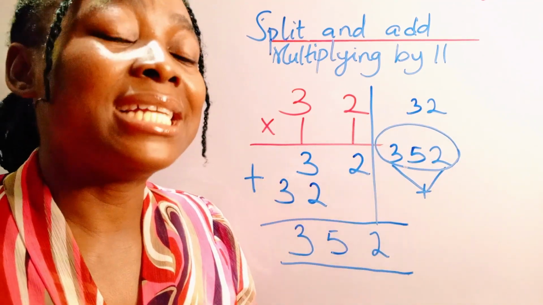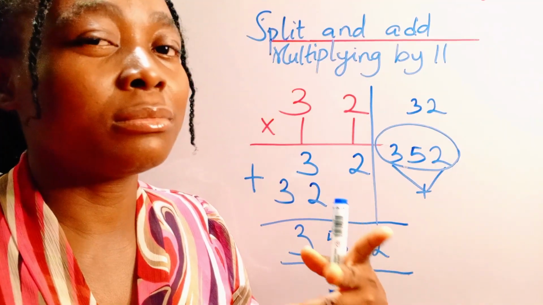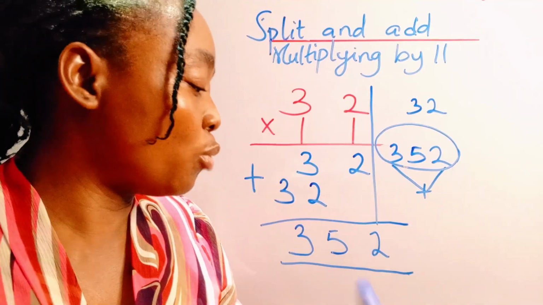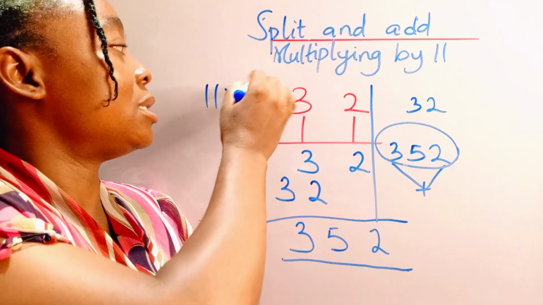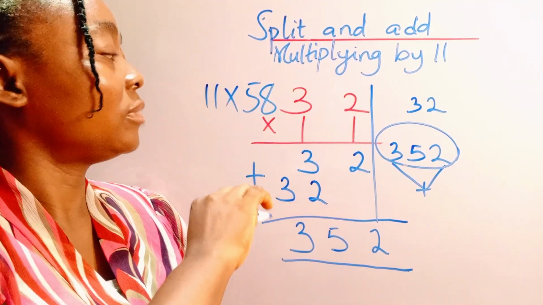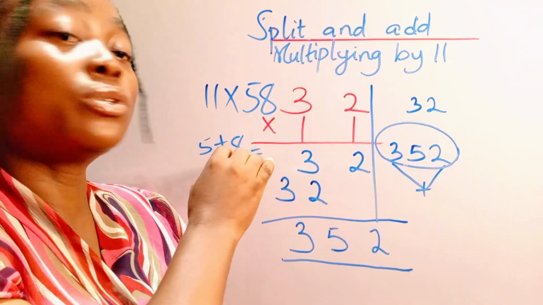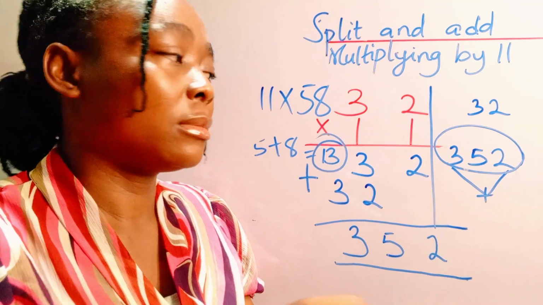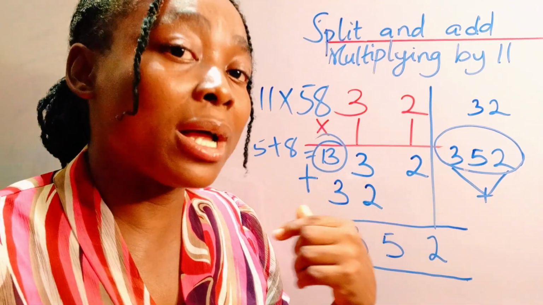a number whose digits give you a sum that is more than 9. For example, 58. Let's say 11 times 58. Now, 5 plus 8 is equal to what? It's equal to 13. Now, 5 plus 8 is 13. It is more than 9. This is actually possible to do, but you have to carry 1.